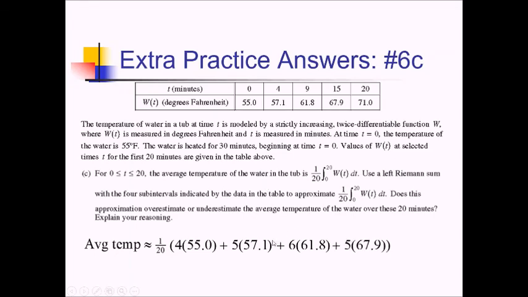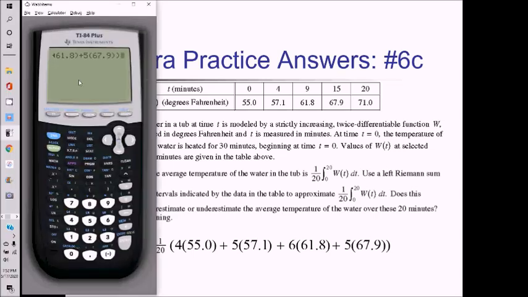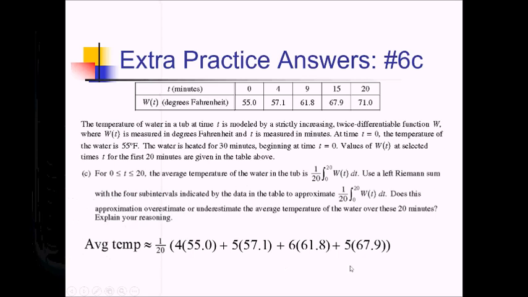You don't have to simplify it, but I'm going to because I've got a calculator. All right, so I plugged all that in off camera. Press enter, and it comes out to 60.79, and that's going to be in degrees Fahrenheit because this is average temperature. So we want to know if this is over or under the true value.